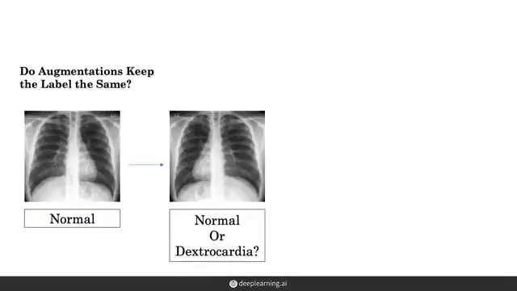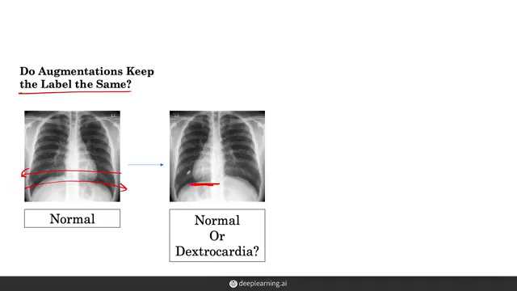Our second design choice is to verify that our transformation keeps the label the same. For instance, if we're laterally inverting a patient's X-ray, this means flipping the left over to the right and the right over to the left, then their heart would appear on the left-hand side of the image. This is the right of the body.